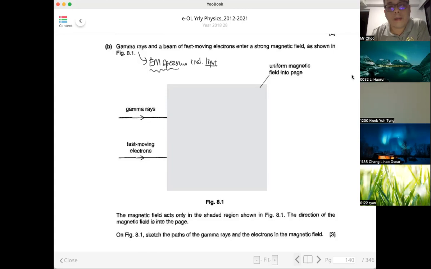If a light goes through a magnetic field, what happens? Will the light actually do anything? Will it move faster, move slower? Will it actually bend? What will happen to the light? So all of you think about it.